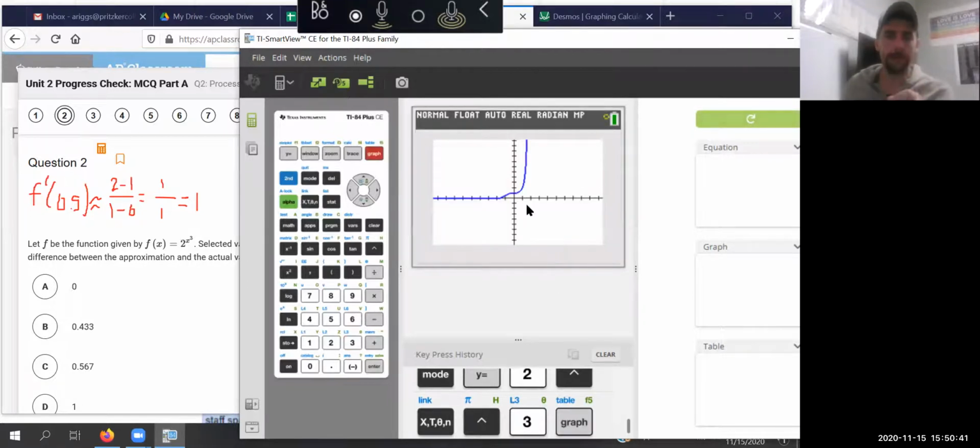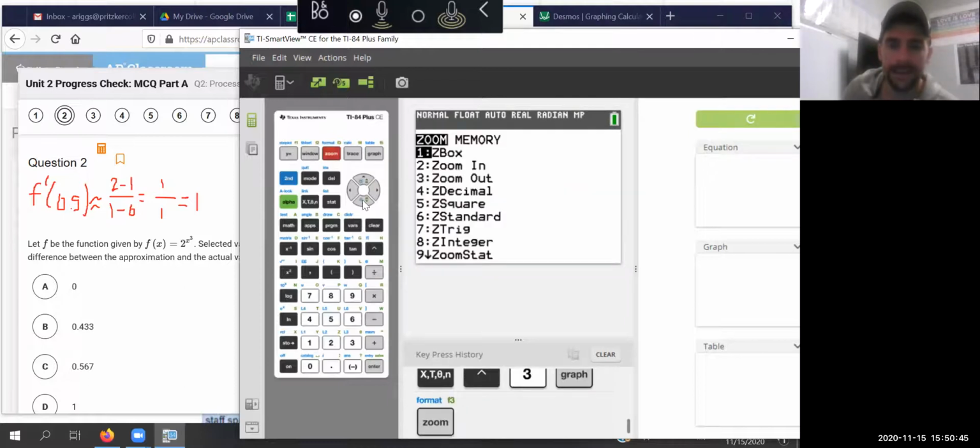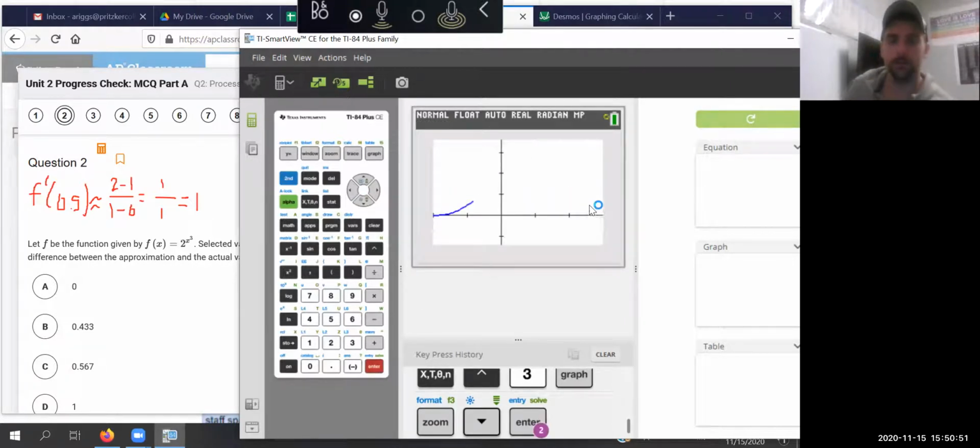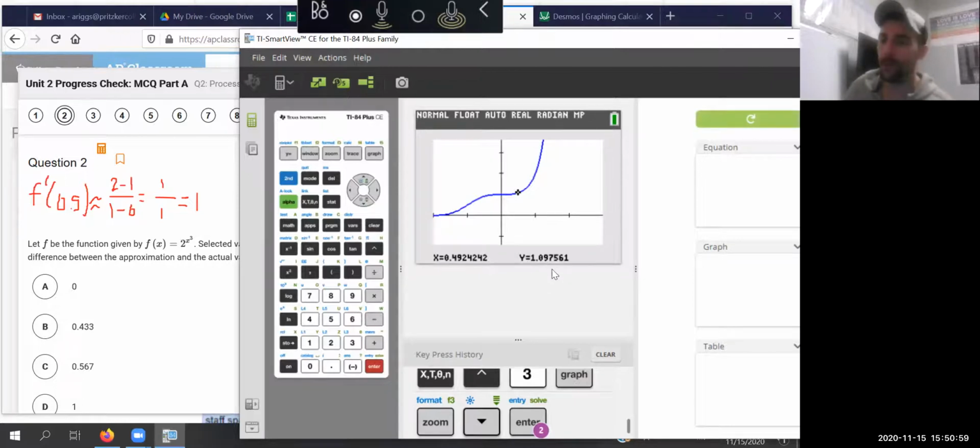Now, I want to know right at when x is 0.5, so let's zoom in a bit. If I hit zoom and n, you always zoom in and out on TIs by a factor of 4. So I hit enter again. So here's a closer look at this, and we're wondering what is the slope right here at 0.5. Now notice my cursor is already on there from going through this, but the slope is not 1.09. That's the actual xy pair.